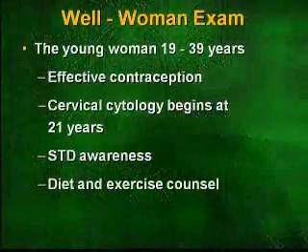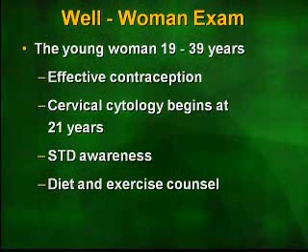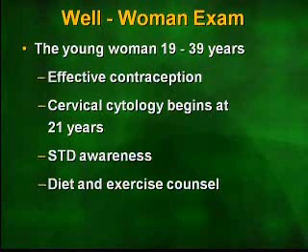In the young woman, 19 to 39, effective contraception ought to be the first thing that comes to your mind. And of course, we begin our cervical cytology at 21. We have a lot of STD awareness in both the adolescent and the young woman. With effective contraception, you want to really think about long-term contraception. Our LARCs that we have available are the implant, and then of course referring them for the IUD.